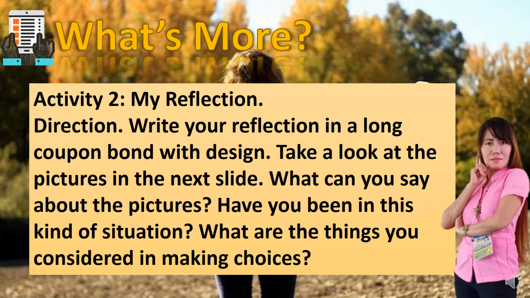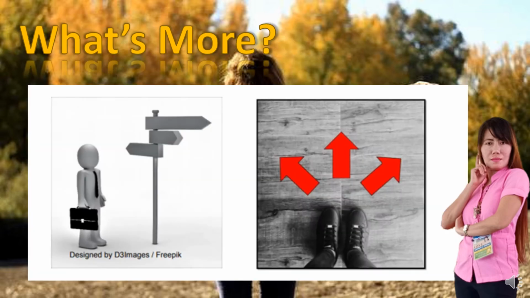So for activity 2 in this lesson, you're going to write your reflection in a long coupon bond. I'm going to ask you to take a look at the pictures in the next slide. You're going to find out what the picture is all about, and have you been in this kind of situation? What are the things you considered in making choices? Okay.